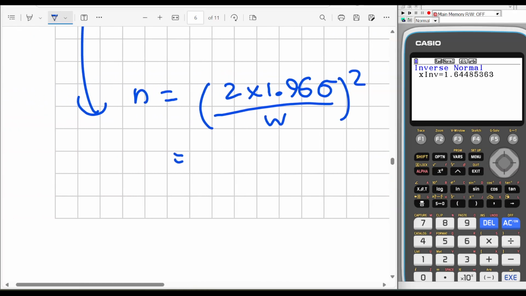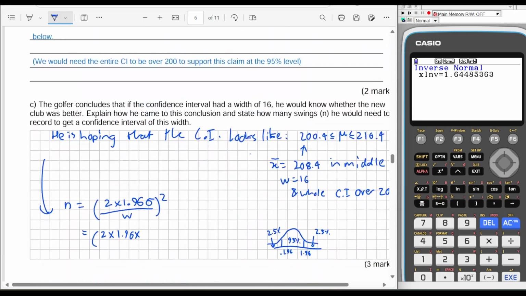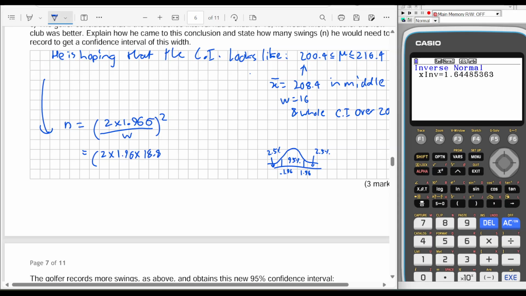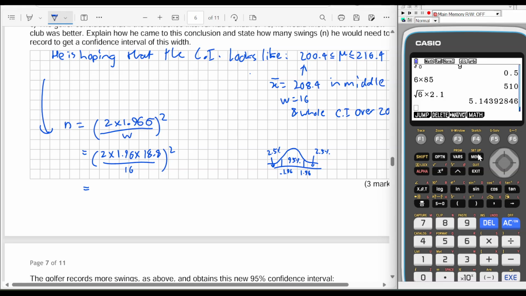Okay, we can work this out. I think we have the standard deviation. Standard deviation, 18.8. He wants the width to be 16. Then we can just put that whole thing into a calculator. 2 times 1.96 times 18.8 all over 16, and we're going to square that answer. There, 21.215.